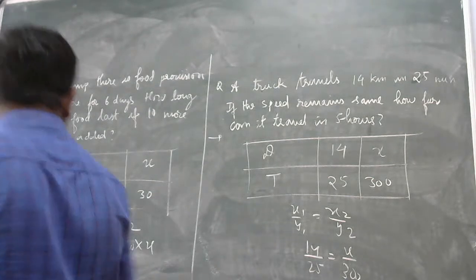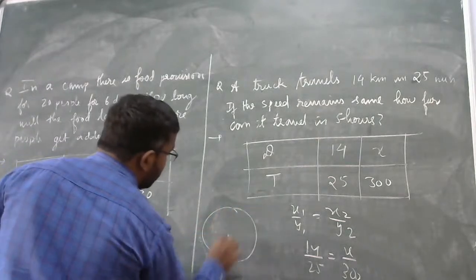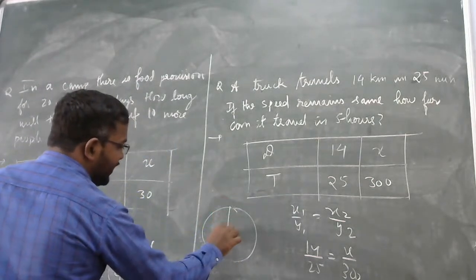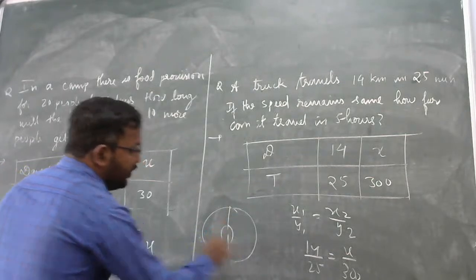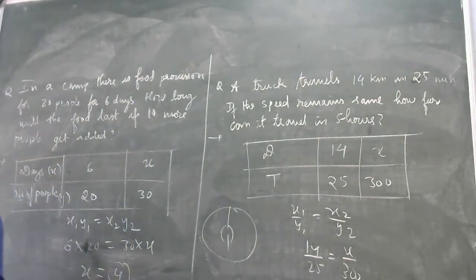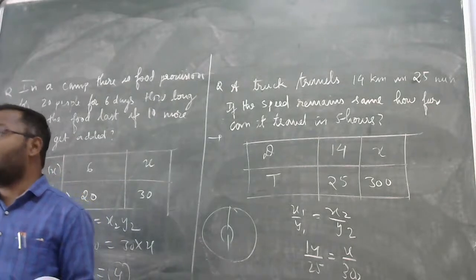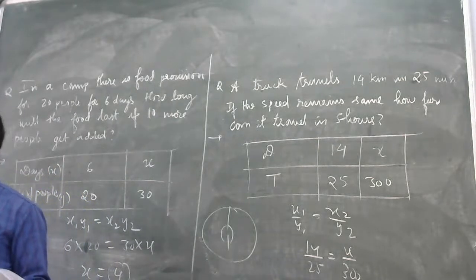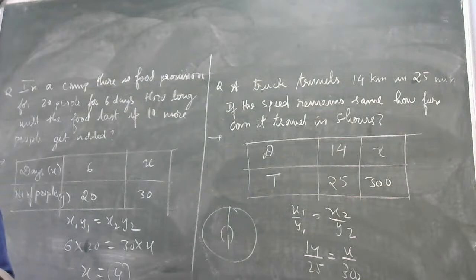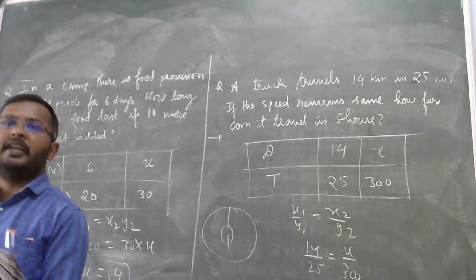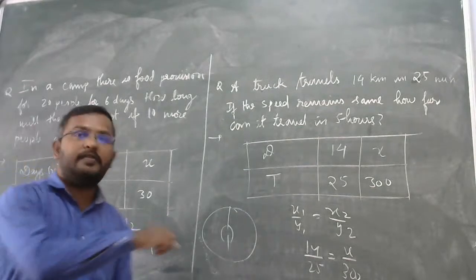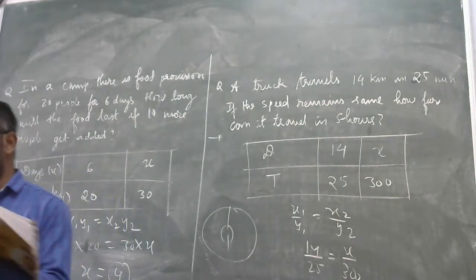In a cycle, if 2 spokes are there, the angle between them is 180 degrees, because 360 degrees is fixed. So that we are dividing. If 3 are there, it will become 120. If 4 are there, it will become 90. So as the number of spokes increases, the angle between the spokes decreases.